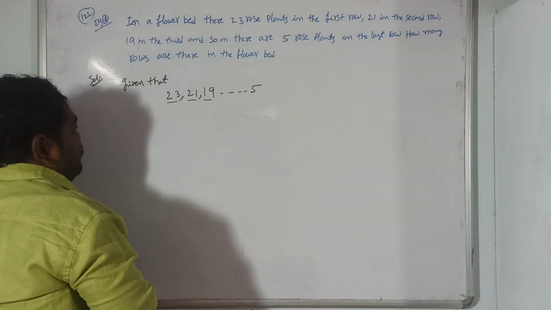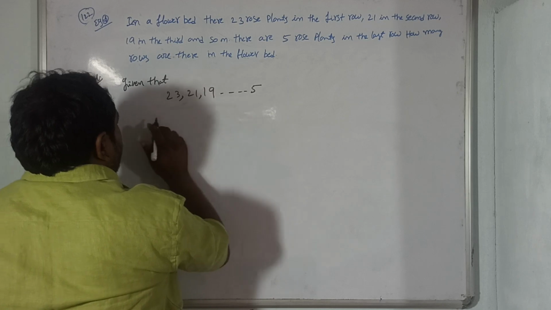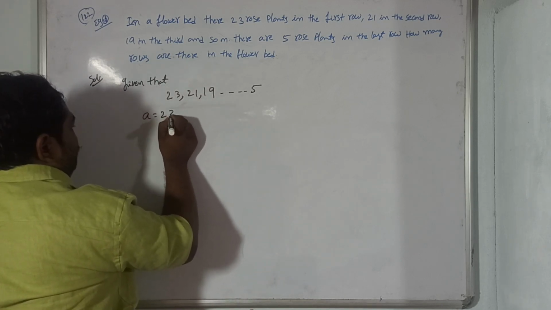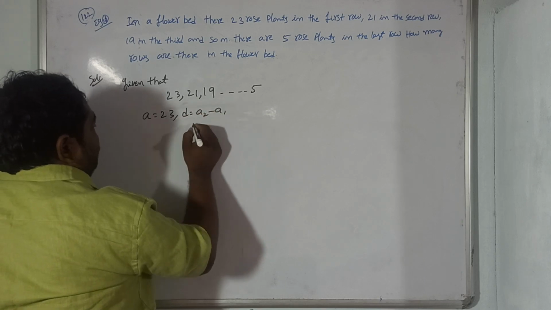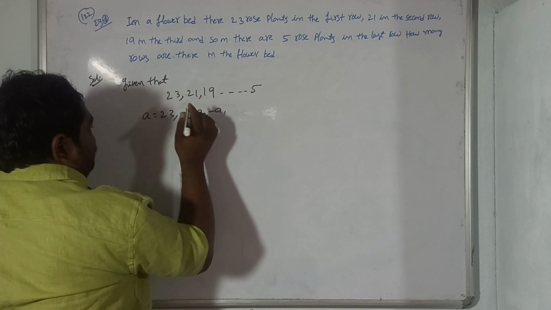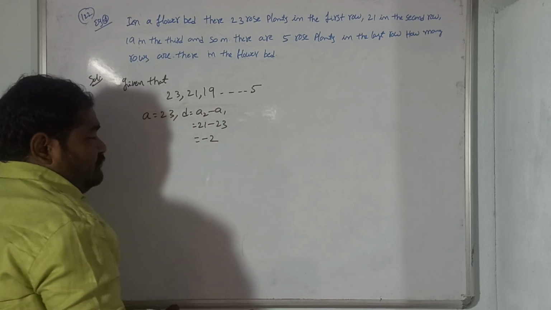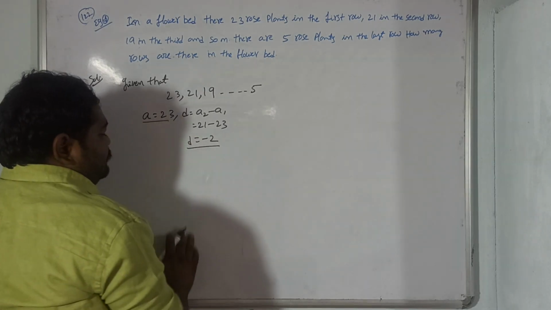Simple, we will go with the nth term of AP. Now this is in AP. Now we can conclude 2 points. First one is first term, A equal to 23, and the common difference D equals to A2 minus A1, which is equals to second term minus first term, which is equal to 21 minus 23, which equals to minus 2. Now we get the values of A equal to 23 and D equal to minus 2.